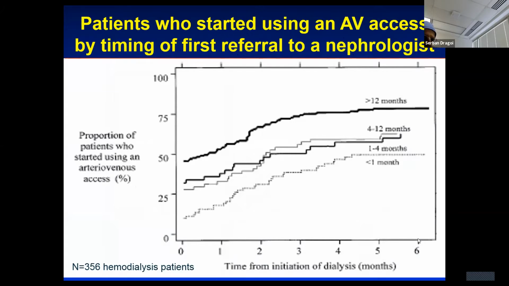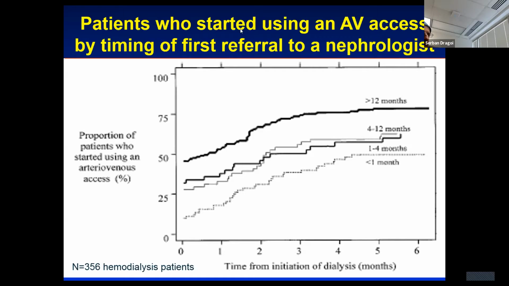Patients who started using AV access by timing of first referral to a nephrologist, look at time from initiation of dialysis. This is 6 months since they initiated dialysis, and these curves show how many months they had a relationship with the nephrologist before they started, how many months they had this relationship with the nephrology office. Less than a month, 1 to 4 months, 4 to 12, and over 12.